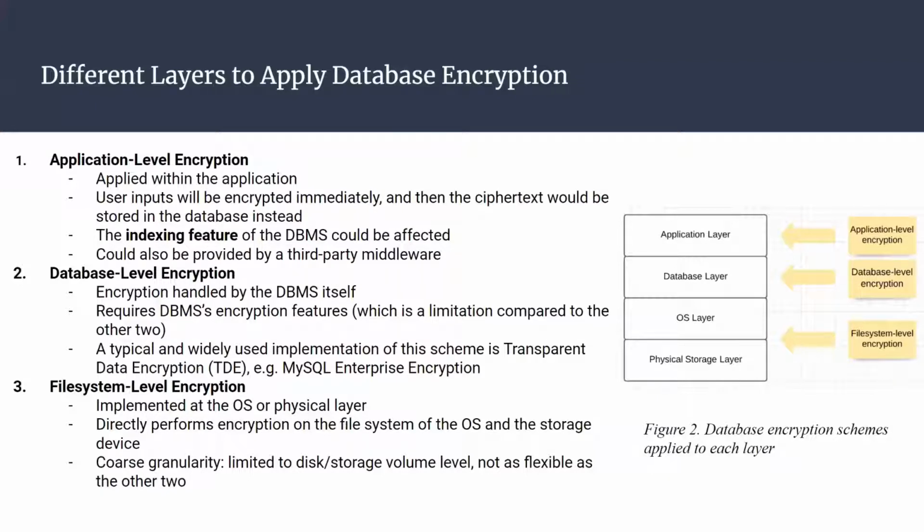Database level encryption schemes are handled by the DBMS itself. They require encryption features from the DBMS, which is a limitation compared to the other two. A widely used example is transparent database encryption, such as MySQL's enterprise encryption. And lastly, file system level encryption schemes are implemented at the OS or physical layer. They directly perform encryption on the file system of the OS and the storage device. So it only has the granularity of disk or storage volume level, which is relatively coarse compared to the other two.